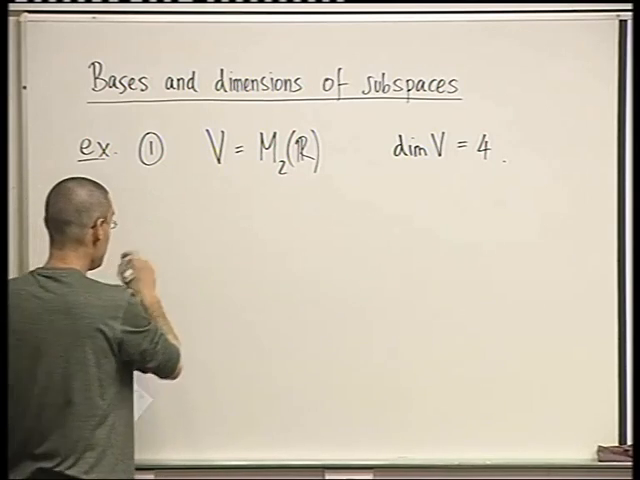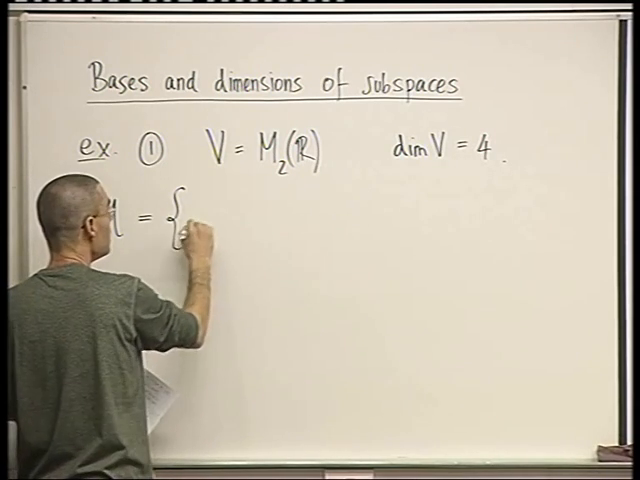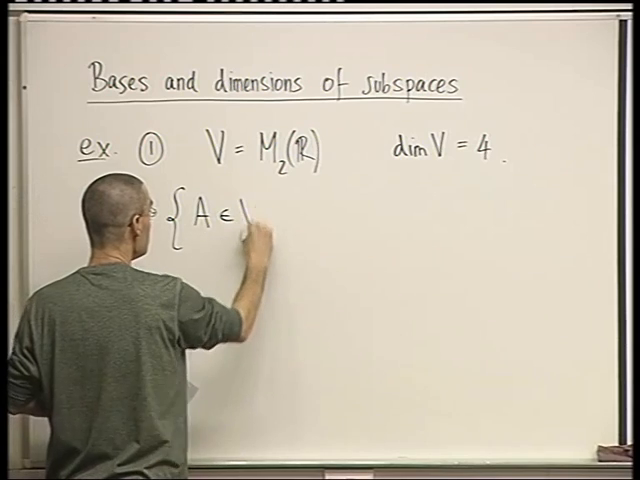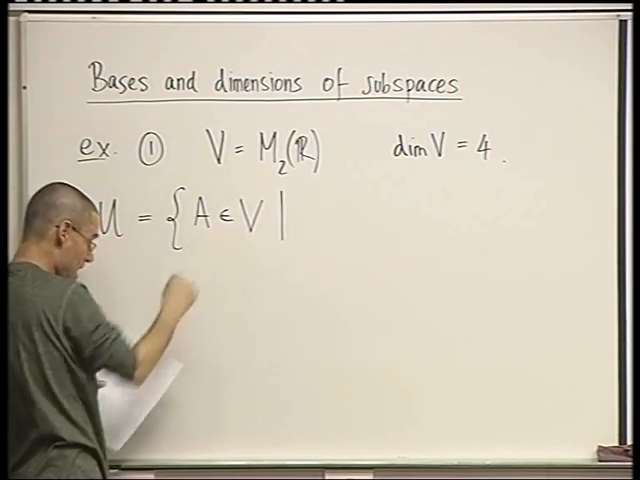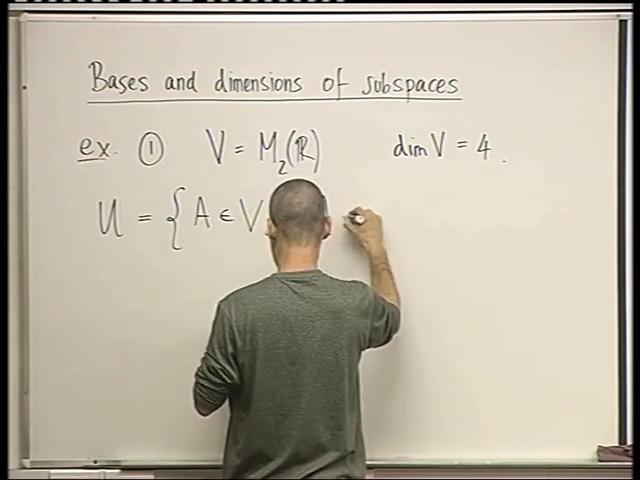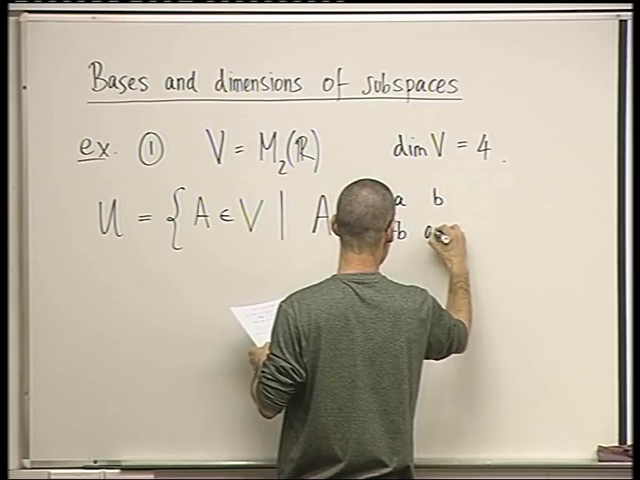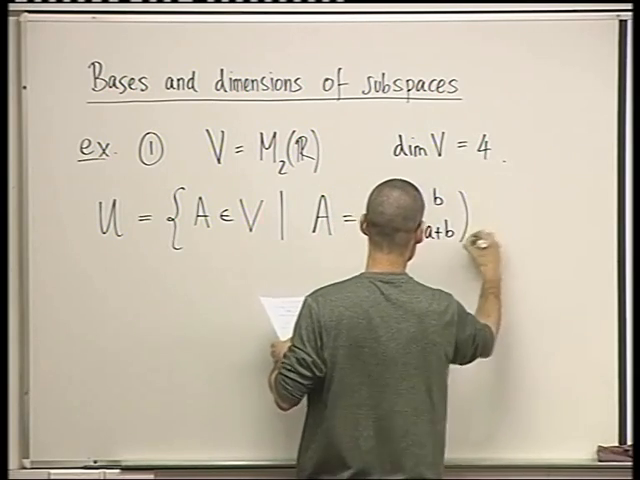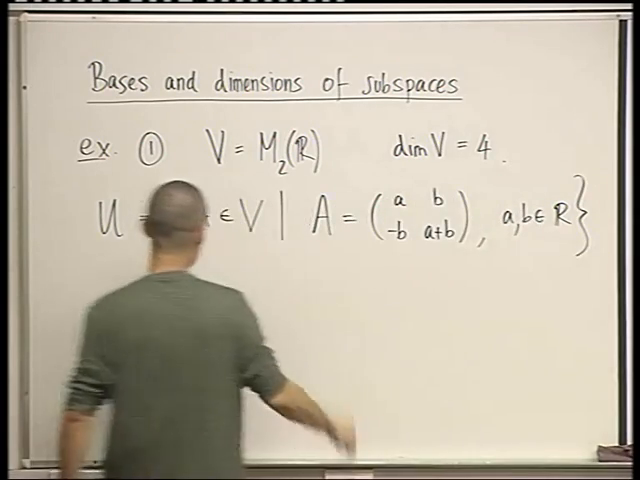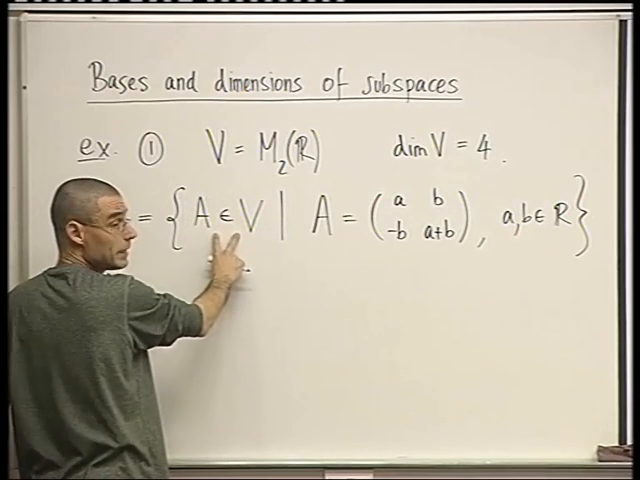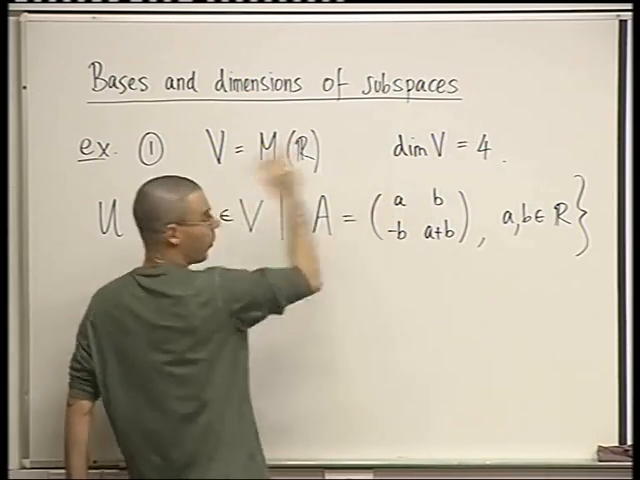And here's a subspace of V. I'm going to call it U. U is going to be all the elements in V, I'm calling them capital A because elements here are matrices, so all the A's in V satisfying that A equals [a, b; -b, a+b], where a and b are scalars. So U is the set of all the 2 by 2 matrices satisfying that the matrix is of a specific form.